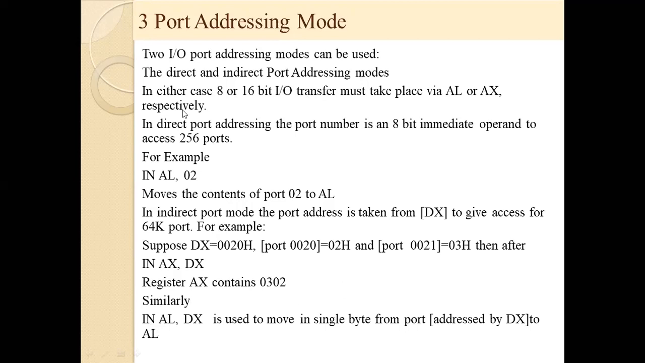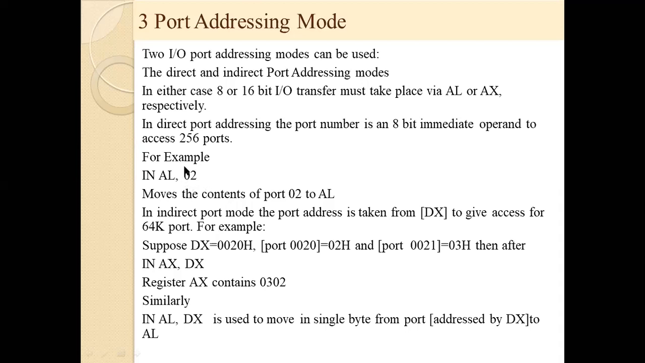So these are two varieties. I'm going to repeat. There are two types of port addressing modes. Number one is direct port addressing. Number two is indirect port addressing. In direct port addressing, the address would be immediately part of the instruction. And if it is immediately part of the instruction, you can only have 8 bits of address, or in other words, 1 byte of address.